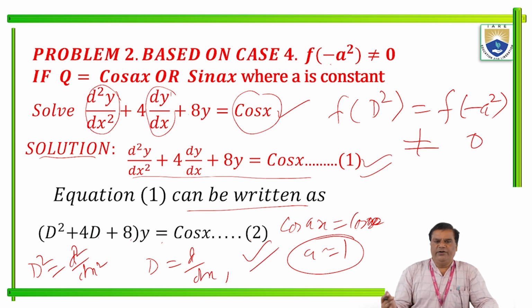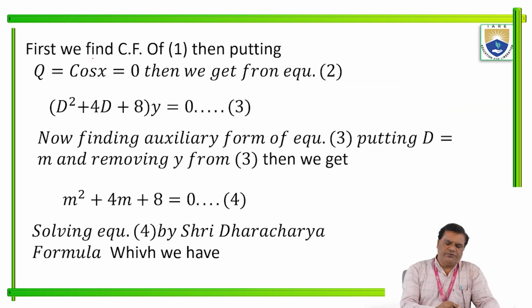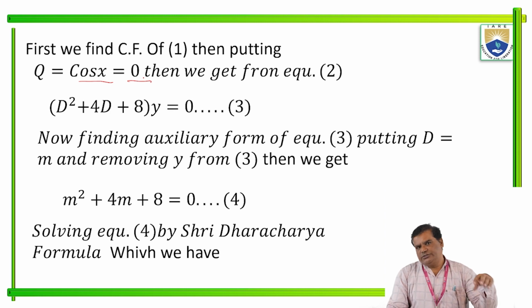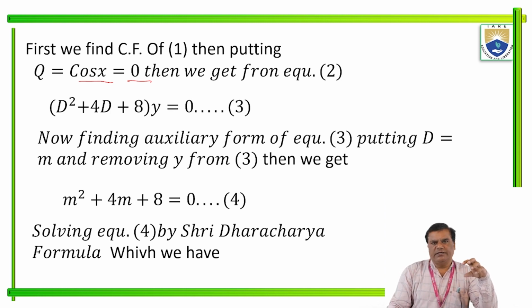For finding the auxiliary form, we convert equation 1 into 2. So first we find the CF of 1, the complementary function. If we find the complementary function, then Q must be 0. If Q is 0, then we can find the auxiliary form easily. So Q is taken as 0.